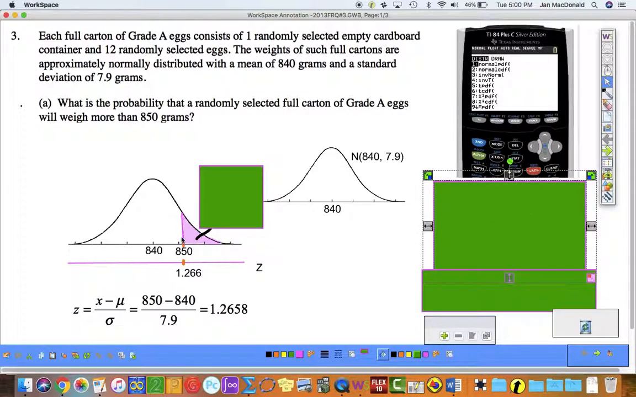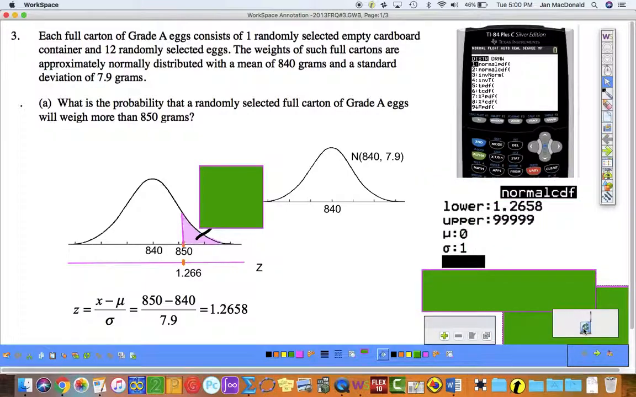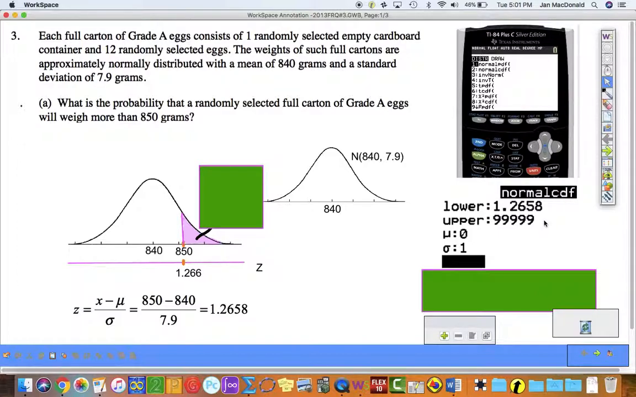Our vertical line is here, and our shaded region is to the right of the vertical line. So that means 850, or the z-score of 1.266, would be a lower boundary because the vertical line is to the left of the shaded region. So our lower boundary is 1.2658. Our upper boundary is some very large number, 99999. Our average, if we use z-score, is 0 and a standard deviation of 1.